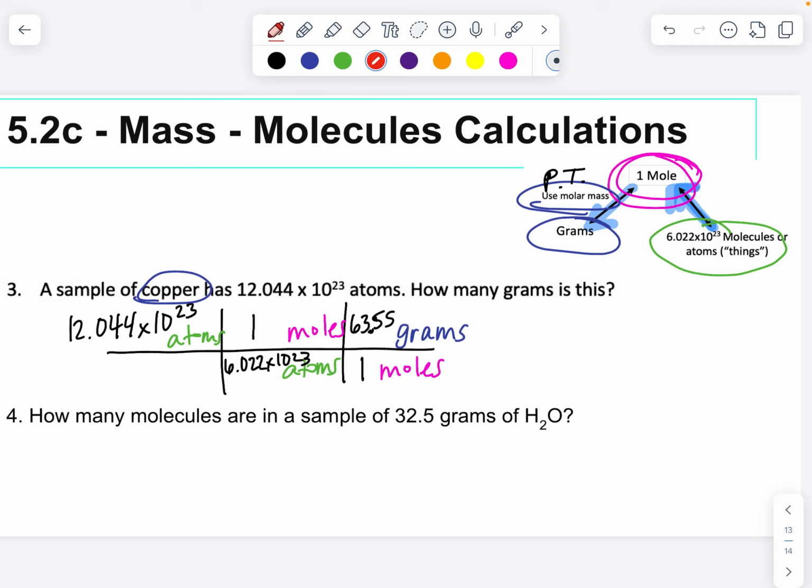So notice I started with my units. I set up my cards so I could cancel out. And then I went in and used my map to tell me what numbers go where. So now I can multiply the top and divide by the bottom, and I get 127.1 grams. Again, don't forget your parentheses because you don't want to accidentally mess up your order of operations. Last problem.